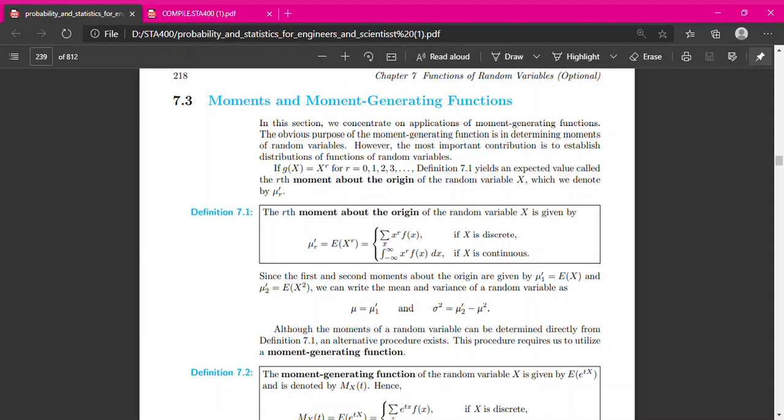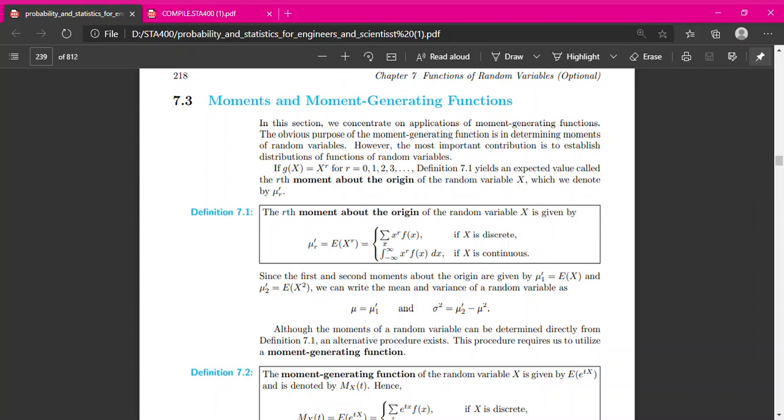Today we proceed with the next topic, the last chapter in our syllabus, which is the moment and moment generating function. For this topic, you will learn again how to find the moment using the mathematical expectation.